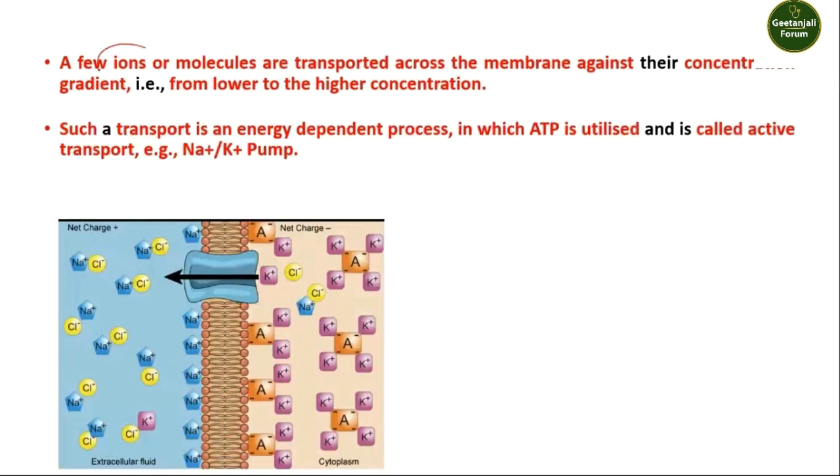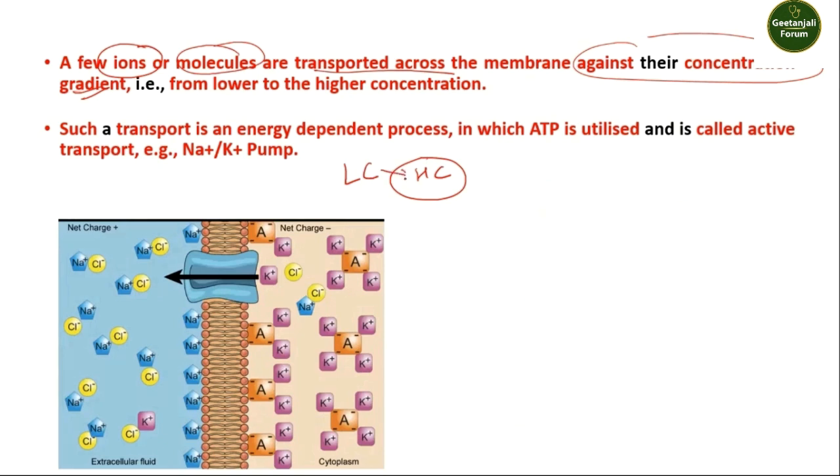There are some ions and molecules which are transported against their concentration gradient. It means, generally what happens, there is high concentration inside the cell and low concentration outside the cell. So movement is from low to high. But if high concentration is outside and low concentration inside, and even after that, movement is from low concentration to high concentration, we call this movement to be against its concentration gradient.